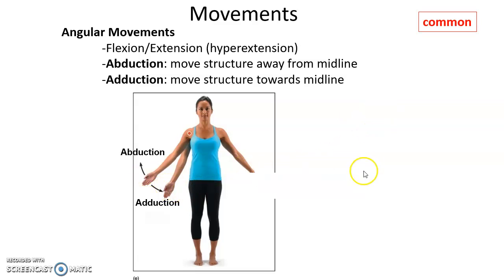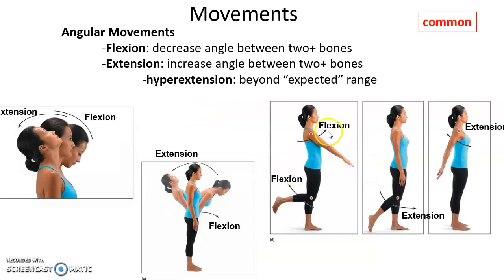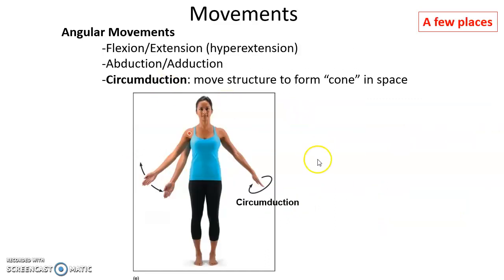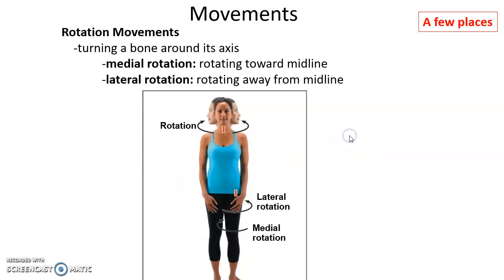Also, you can think of abduction and adduction as being lateral motions, while flexion is anterior and extension is posterior, with the exceptions. Circumduction. Circumduction is moving the end of a limb in such a way as to form a cone in space. It's actually a combination of flexion, extension, hyperextension, abduction, and adduction, but it gets its own name, circumduction. Shoulder joint and hip joint are the main places that can do that.